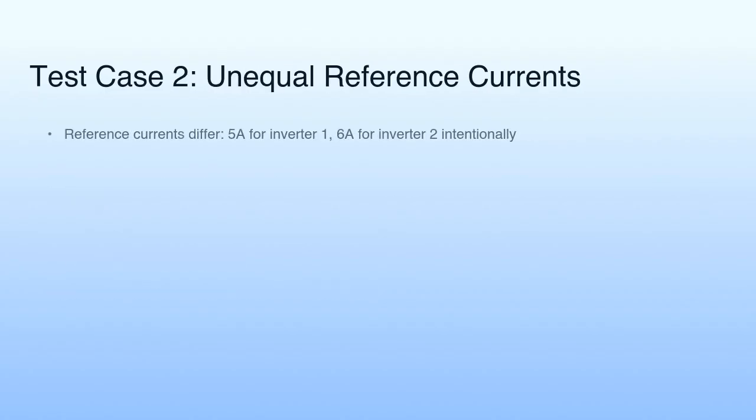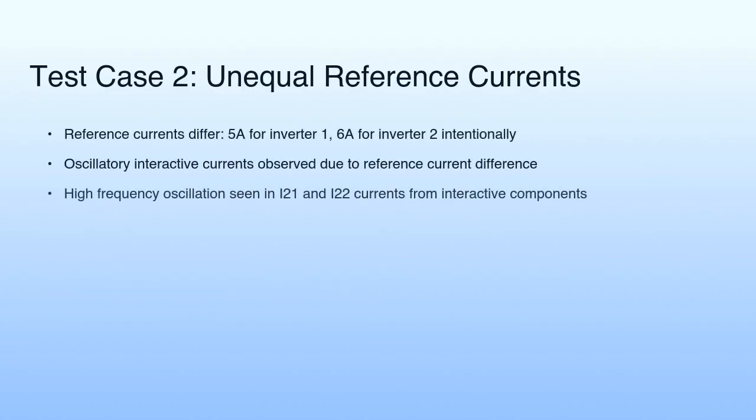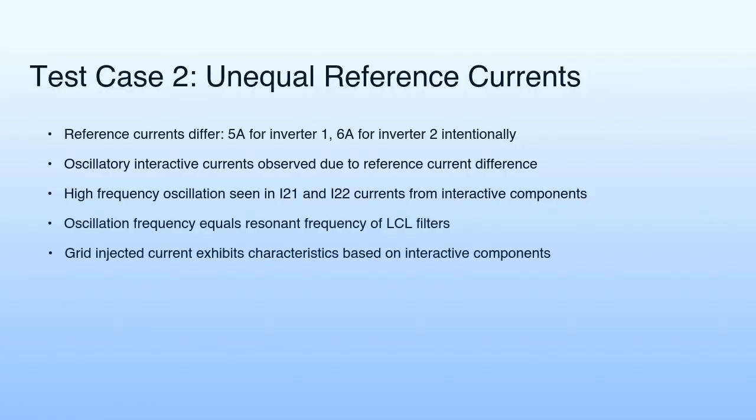However, in the second test case, with intentionally unequal reference currents of 5A and 6A, oscillatory interactive currents are observed due to the reference current difference, causing high-frequency oscillations in the individual currents at the resonant frequency of the LCL filters.